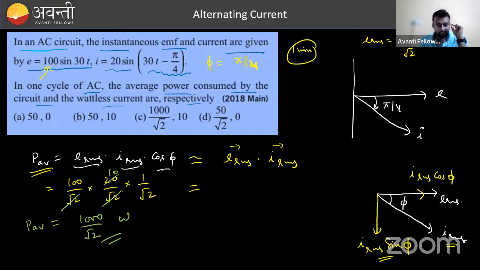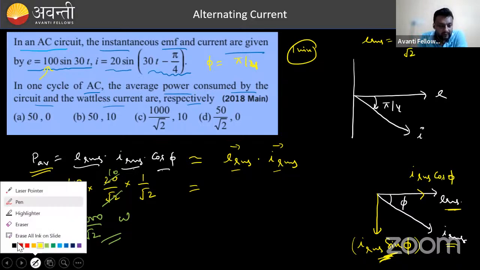Now look closely. This IRMS sin phi component, if you do the dot product of ERMS with this component, you will get zero power. This component is actually perpendicular to the EMF, so it will not contribute in the power. Again, I am repeating my word. This IRMS sin phi component is perpendicular to the EMF. That means the angle between EMF and current is going to be 90. So this component will not contribute in power. And this component is known as wattless component of current.